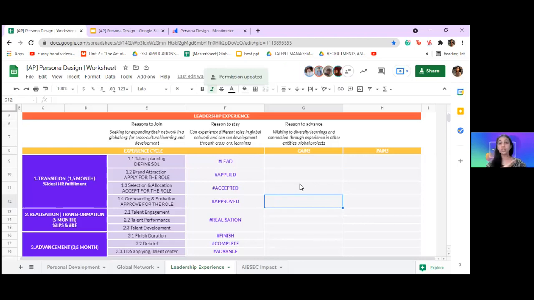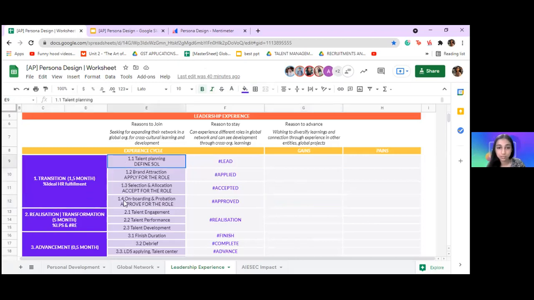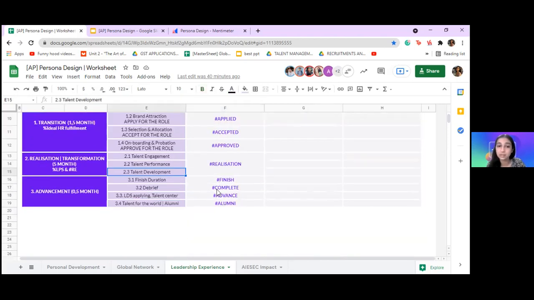Right now, you are not in ISEC. For the next 15 minutes, you are not in ISEC. You are a youth, okay? You are a customer, and ISEC is going to probably recruit you. And now in the transition period, you are getting recruited. You are a lead, you apply for the role, and then you get accepted, and then you get approved as a member. Then you realize your experience by going to talent engagement, performance development, and then you finish your role and complete it by debriefing, and then advance to a new role or become an alumni.